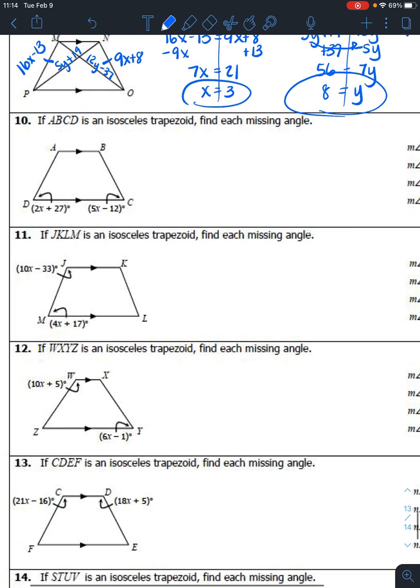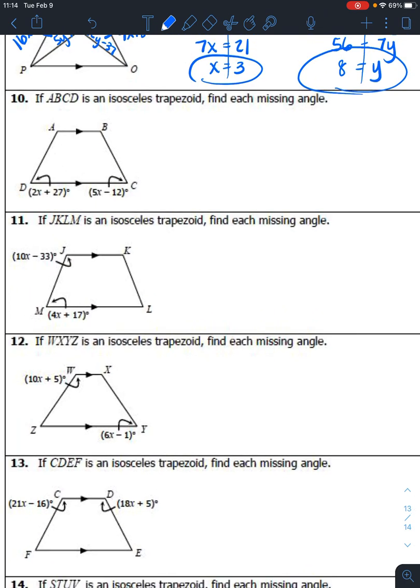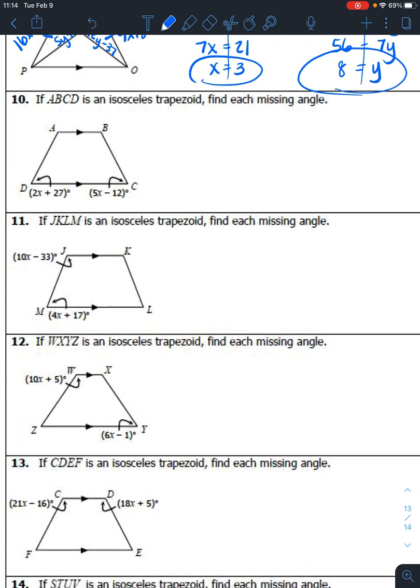Okay. Let's skip down and do number 11. Number 11 says if JKLM is an isosceles trapezoid, again, I always mark that first thing so I can remember what that means. Find each missing angle. So again, we're talking about our angles, and most of the time our angles when we're dealing with trapezoids are supplementary. Sometimes if it's an isosceles, it could be base angles, but these are not the same base angles. So M would be congruent to L and J would be congruent to K, but J and M are supplementary.